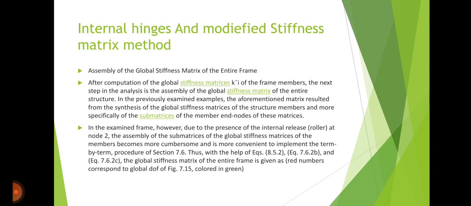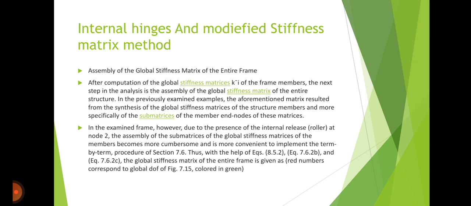In the previously examined example, the aforementioned matrix resulted from the synthesis of global stiffness matrices of structure members, and more specifically of submatrices of member end nodes of this matrix. In the examined frame, however, due to the presence of internal release roller at node 2, the assembly of submatrices of the global stiffness matrix of the members becomes more cumbersome and it is more convenient to implement the term by term procedure of section 7.6.